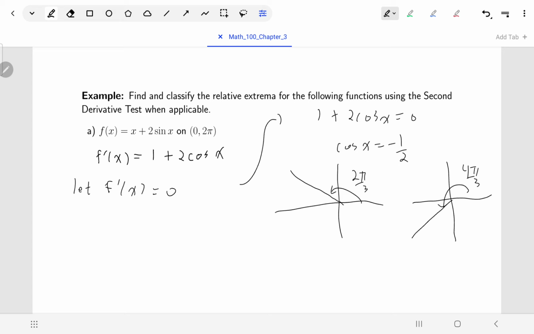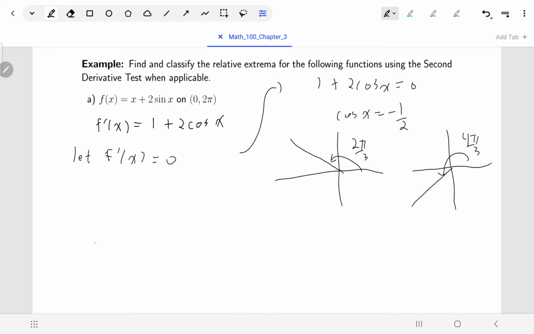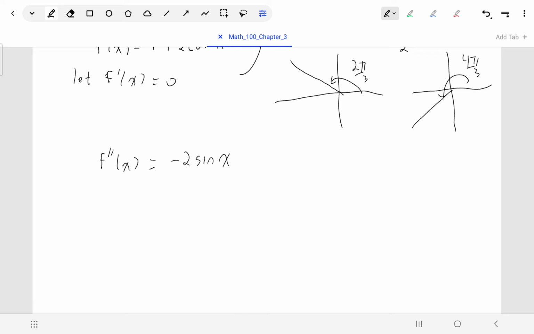So right now, second derivative test certainly will apply because we have places where our first derivative is equal to 0. And we're going to see that our second derivative will be defined at both of those places. So when we take our second derivative, the derivative of 1 plus 2 cosine of x is 0 minus 2 sine x. Remember, derivative of cosine is negative sine. And of course, that is going to be defined at both of those places, 2 pi over 3 and 4 pi over 3. So I can go ahead and use my second derivative test.